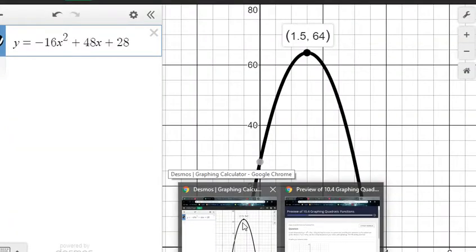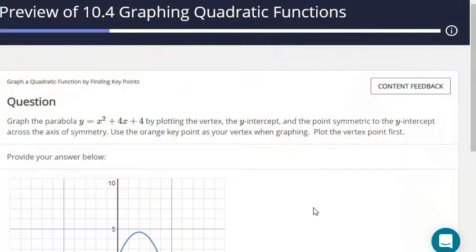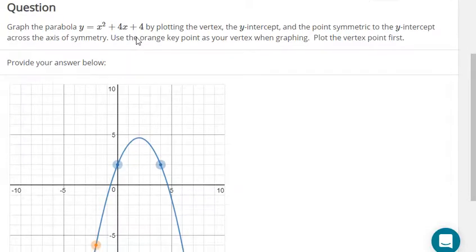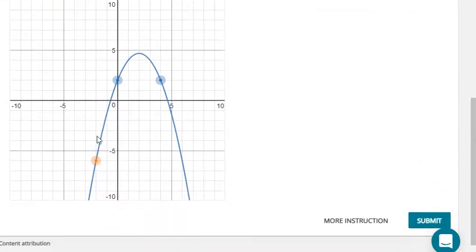Let's switch over to Newton here. Okay, so it gives me this equation. Y equals x squared plus 4x plus 4, and it tells me to graph this thing. Now, it's giving you some points, and what you're going to do is drag these things around and see if you can figure out what the graph is. But it's telling you to start by dragging this to the vertex of your parabola.